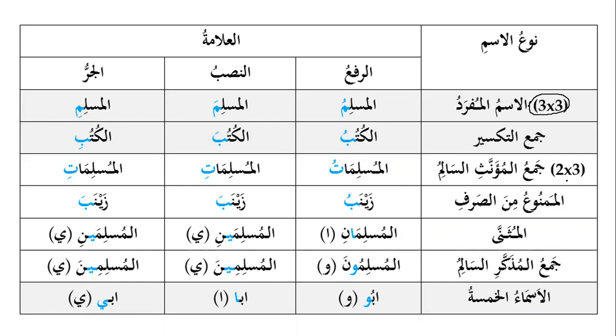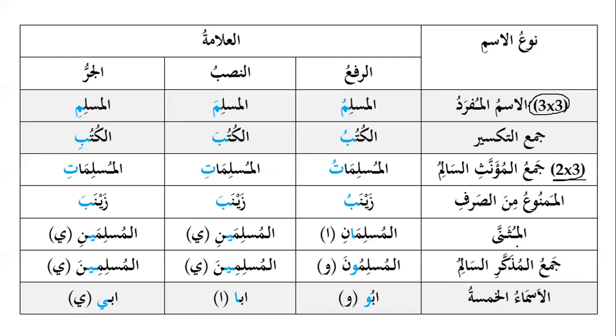Then we have 2 by 3. What is meant by that? Three forms, two states. Okay. So how many nouns are there? Four of them. Number one, jam'u al-mu'annithi as-salimu: al-muslimatu, al-muslimati, al-muslimati, atu, ati, ati, or atun, atin, atin. So it has two states. Then mamnu min as-sarf: zainabu, zainaba, zainaba, ibrahimu, ibrahima, ibrahima. Again, it has two states.